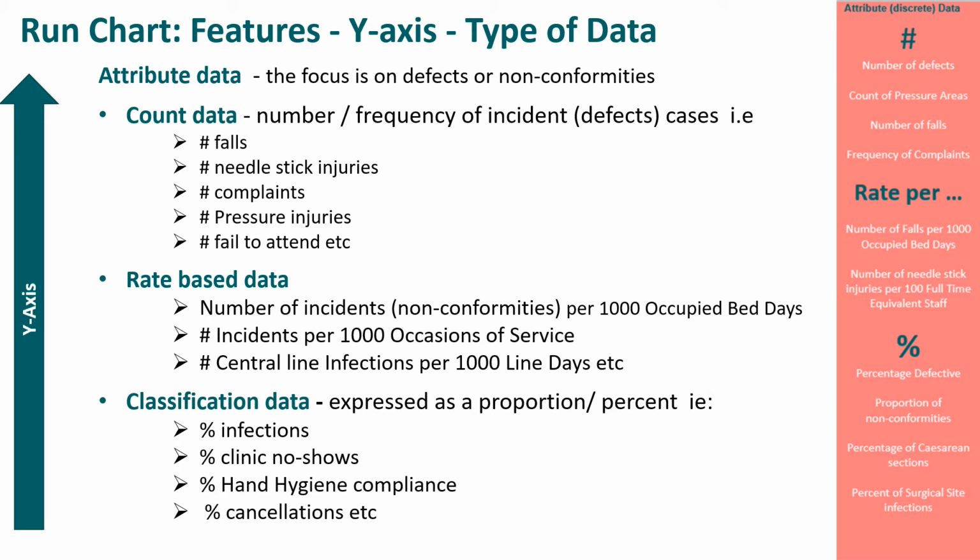In classification data, it's expressed as either a proportion or a percentage. This is where you have a numerator and denominator. And some examples are the percentage of infections, or the percentage of clinic no-shows, or the percent of hand hygiene compliance, also the proportion of cancellations.